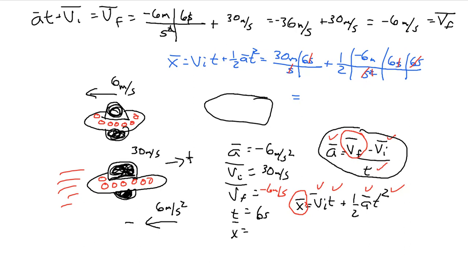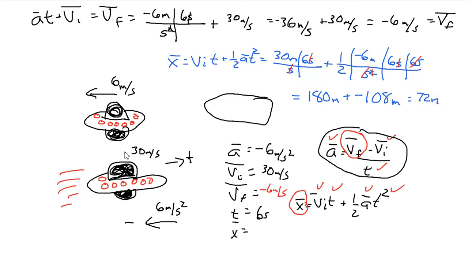And now what do I have? I have 30 times 6. Calculator's not on. 30 times 6, 180 meters. And then on this, I am going to have 1/2 times negative 6 times 6 times 6. Works out to be a negative number, negative 108 meters. I'm going to get a positive number, but it is in meters, and that's good. I'm looking for displacement. Displacement's in meters. Positive 72 meters. So where is it?